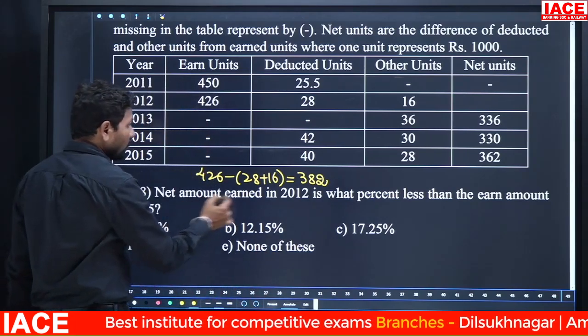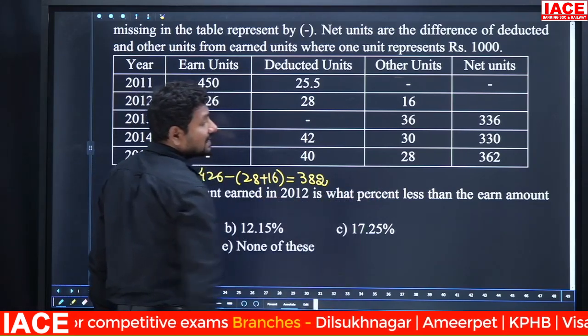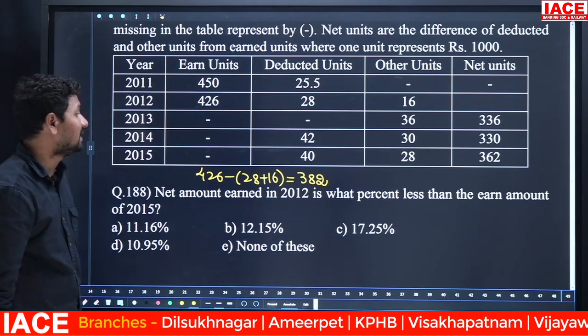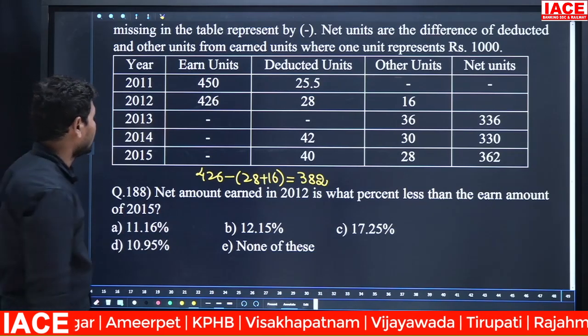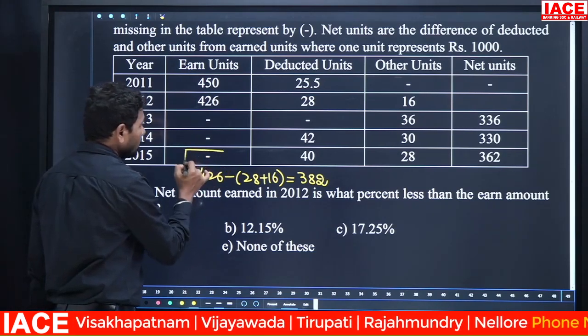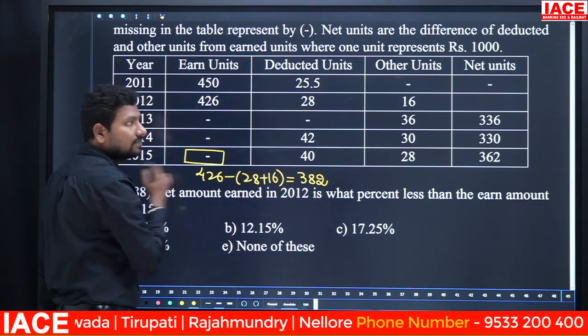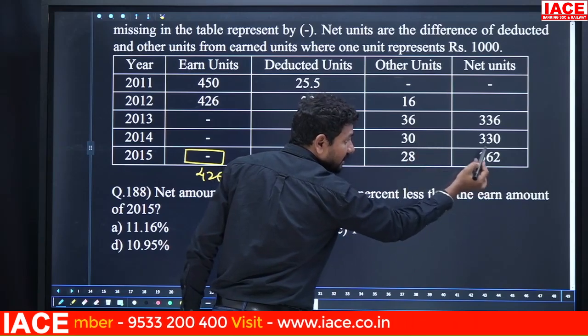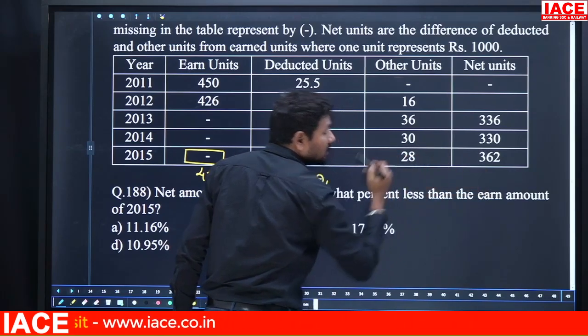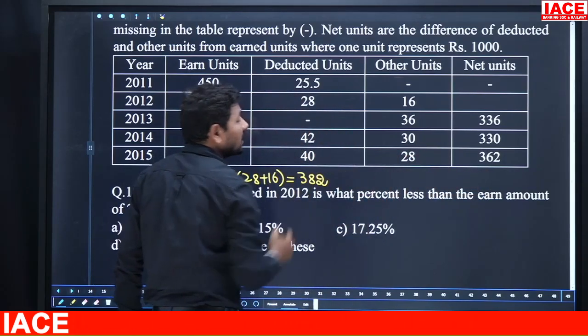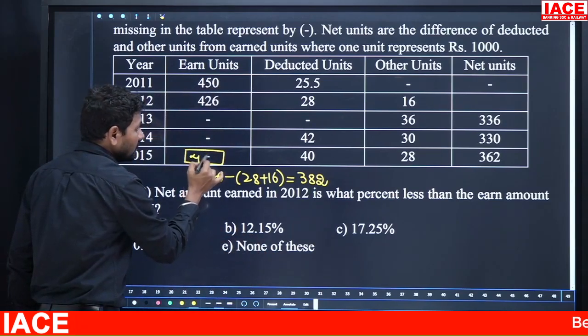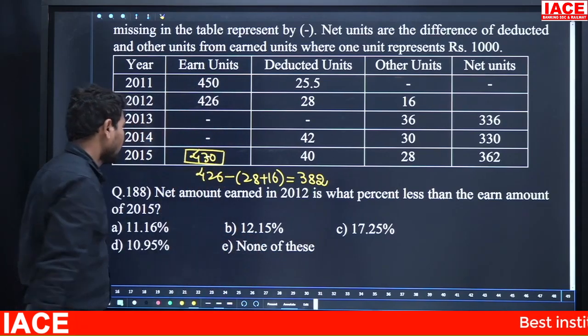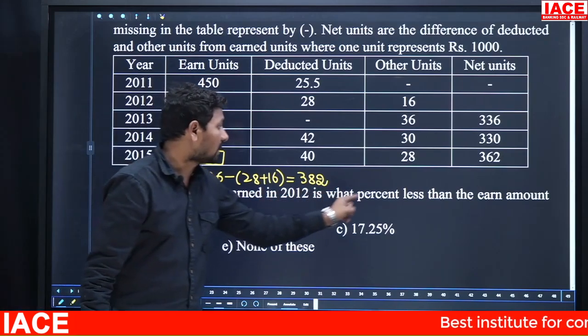Next, net amount earned in 2012 is what percent less than the earned amount of 2015? For 2015, this value is required. Simply, all the numbers should be added. 362 plus 28, 8 will be added here, it is becoming 370, 370 plus 20 is equal to 390, 390 plus 40 is equal to 430. It is equal to 430.